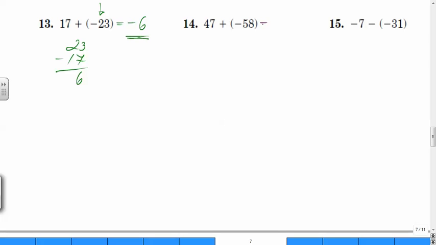47 plus negative 58. The largest one is negative. My answer will be negative. All I need to do is take away 47 from 58. 7 out of 8, 1. 4 out of 5, 1. The answer is negative 11.